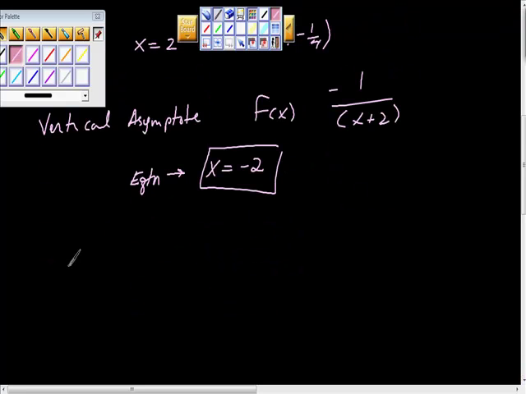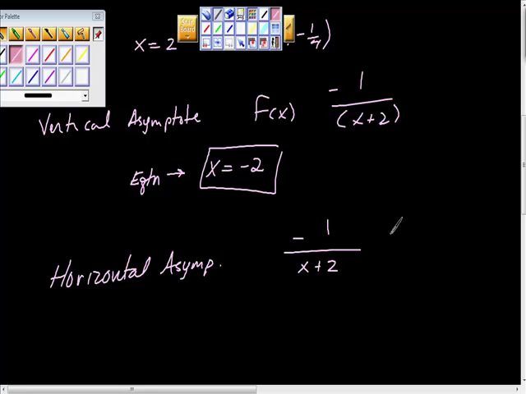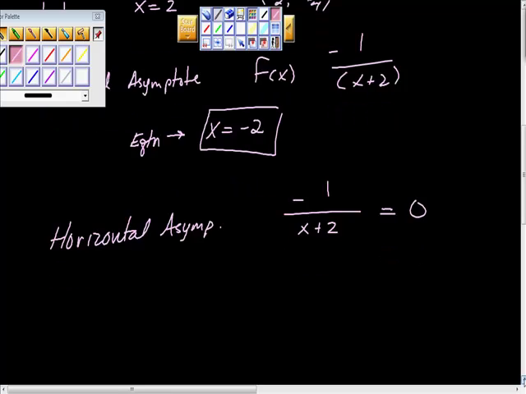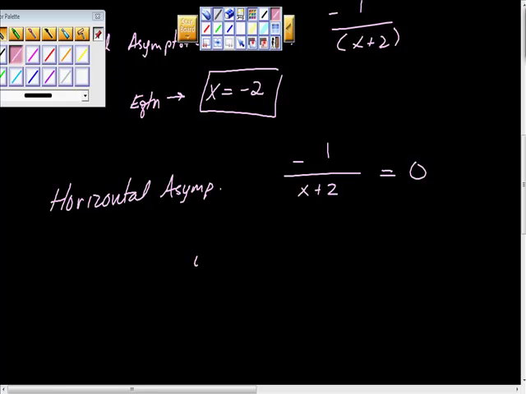And the last question is the horizontal asymptote, and that's about end behavior, right? If you look up here, we have negative 1 over x plus 2. Now, this is even easier. As x approaches an infinitely large number, the bottom part is going to get really big, and the top is going to stay the same. It's going to approach a value of 0, right? So we have a horizontal asymptote at y equals 0.